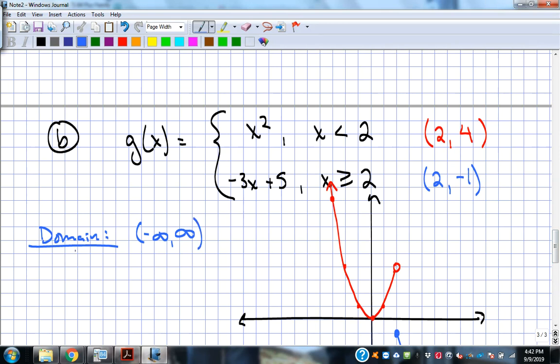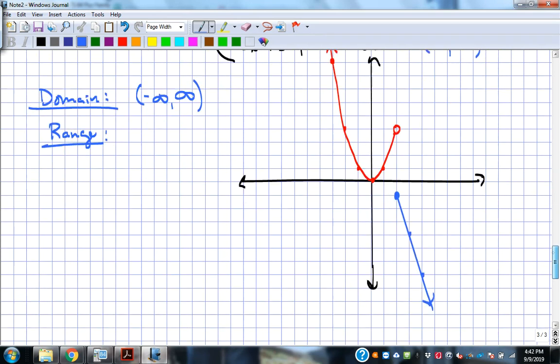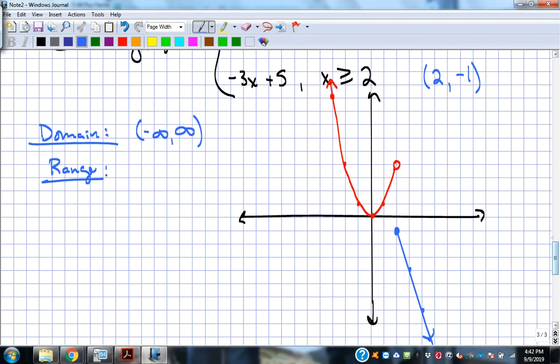The range, again, is going to be read from bottom to top. So we read from bottom to top. The blue one going down that way, so that's going to be -infinity that it starts at. It goes up to this y value right here, which is -1.